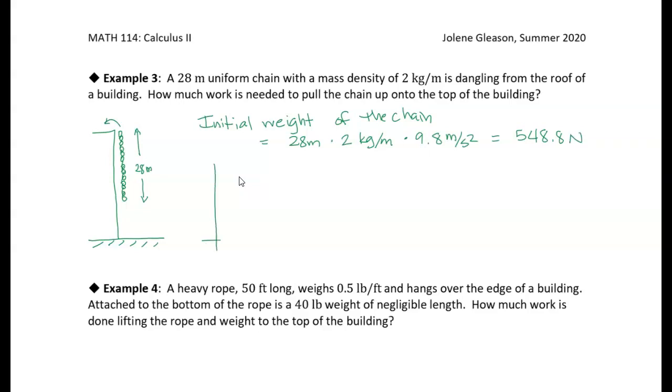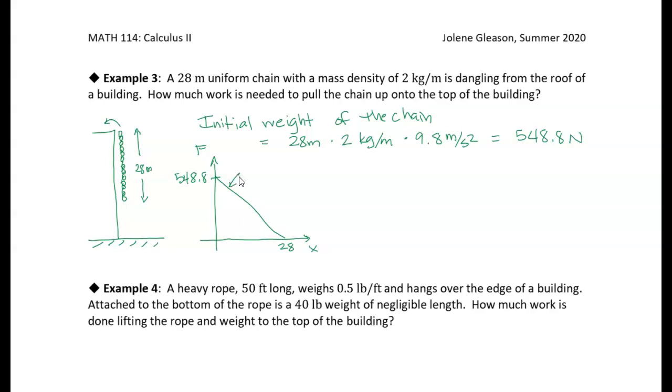So what I'm going to do is graph this and show you the variable force. We have a variable force. If I graph force versus the distance that we've lifted this chain, you're going to start out here at 548.8 newtons. And then when you're all done, you basically have pulled the whole chain onto the roof. So after you've pulled 28 meters of chain onto the roof, you'll have zero force left, because you pulled it all onto the roof now. So you can think of this as a variable force, and this is just a line, because the mass density is constant and we're pulling it at a constant rate.